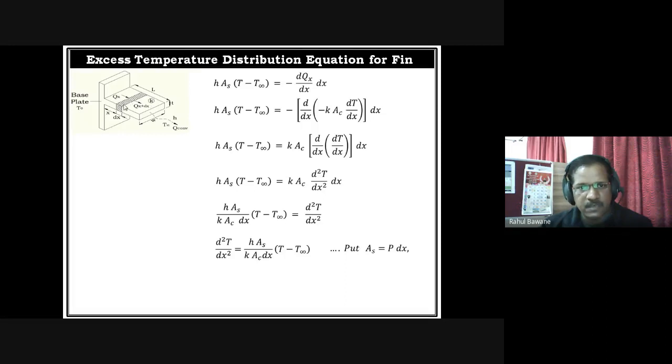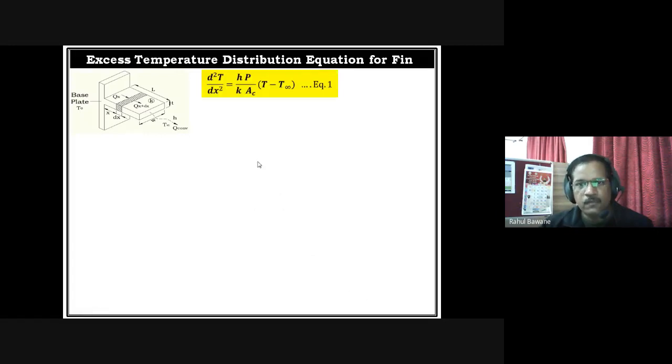So this is a perimeter. Multiply by dx, so it becomes surface area. So we can write that perimeter into dx. P is the perimeter of that fin. And if I put this, it becomes hP dx upon k cross-sectional area again dx. So this dx can be cancelled. So we get an equation d square T upon dx square is equal to hP upon kA (T minus T infinity).